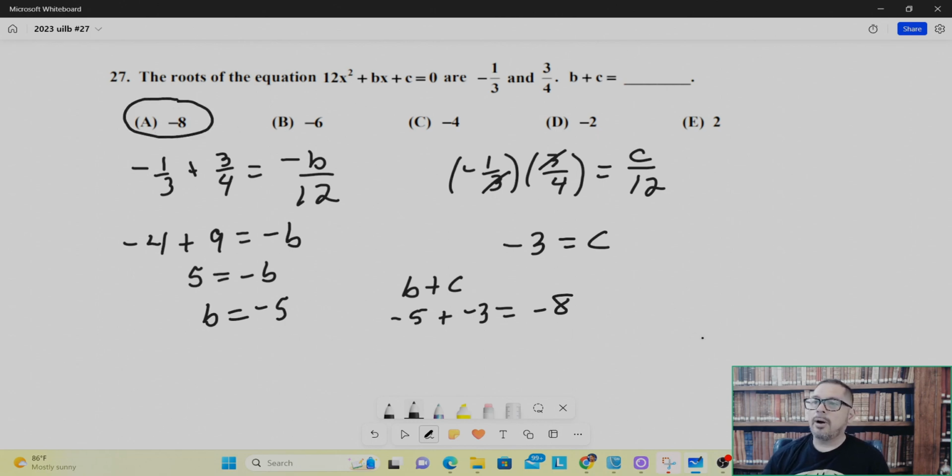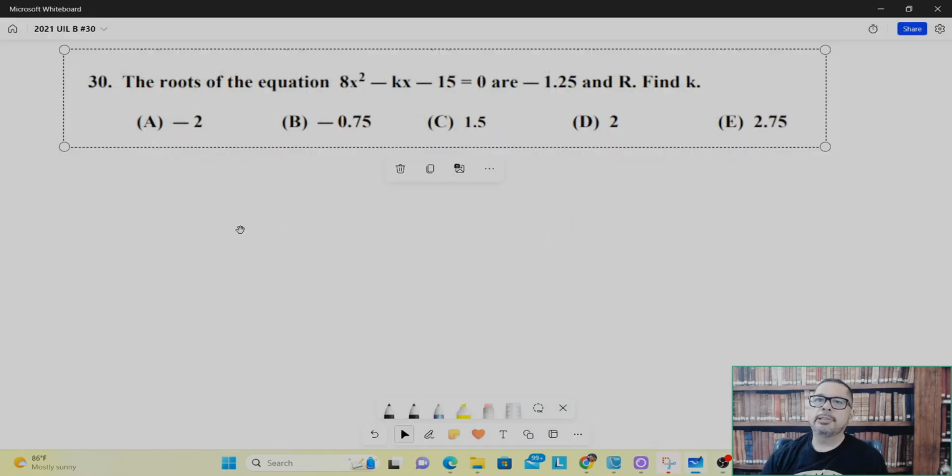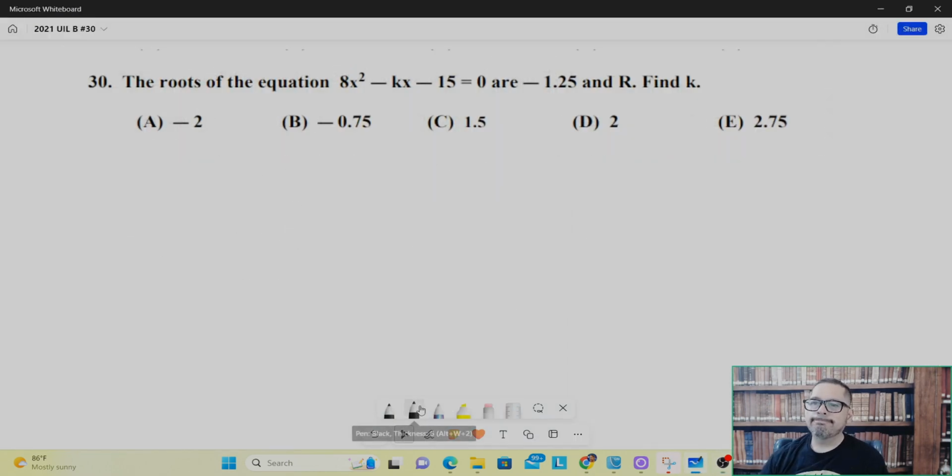All right, now on to the next problem. It takes us to the year 2021, UIL B release, number 30. It says the roots of the equation 8x squared minus kx minus 15 equals 0 are negative 1.25 and r. Find k. So in this case, I'm going to utilize the product of the roots to get r, and then the sum of the roots to get k.